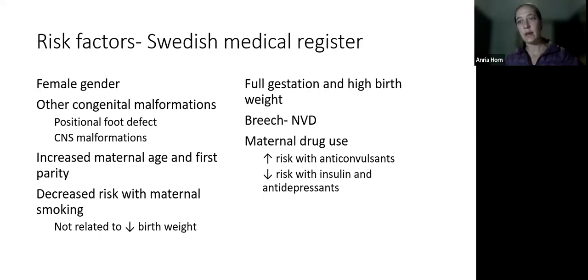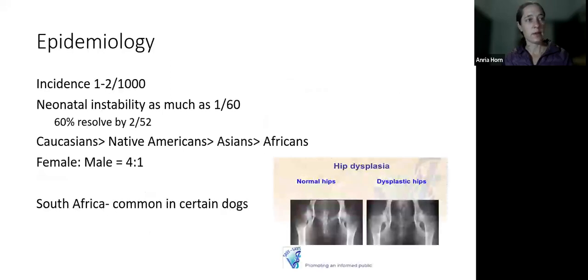What they don't have here is a positive family history, but that is probably one of the major risk factors. So European, female, breech, family history, you're almost guaranteed to have a DDH.